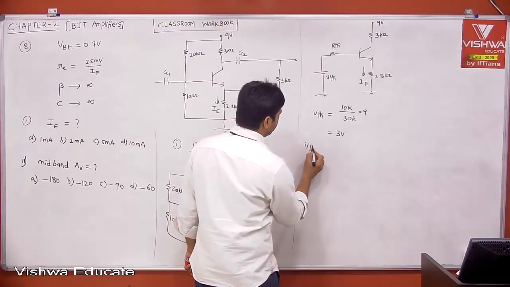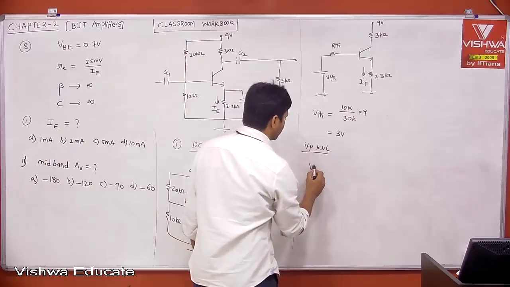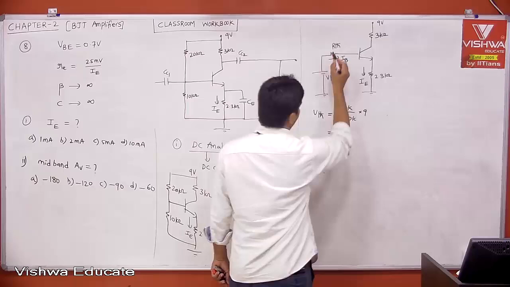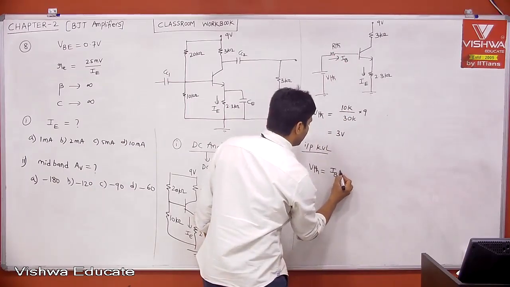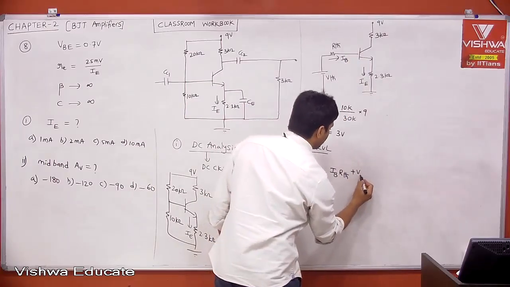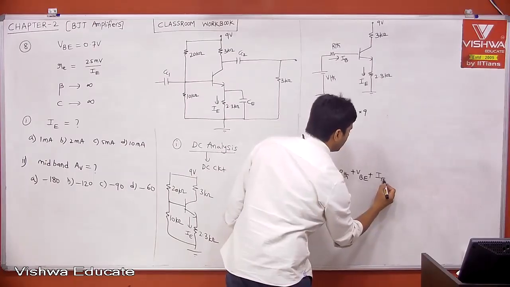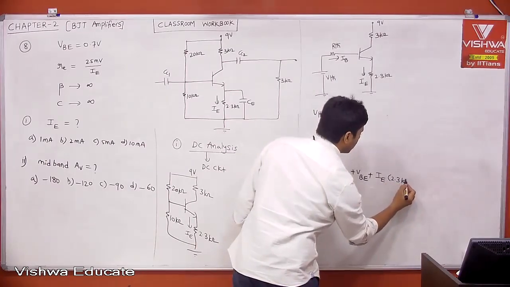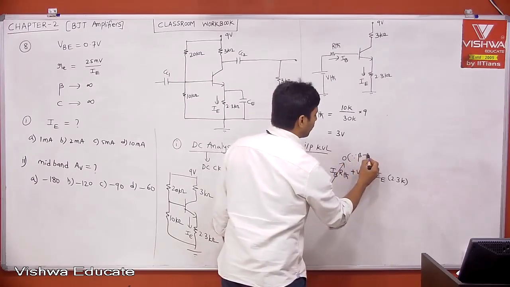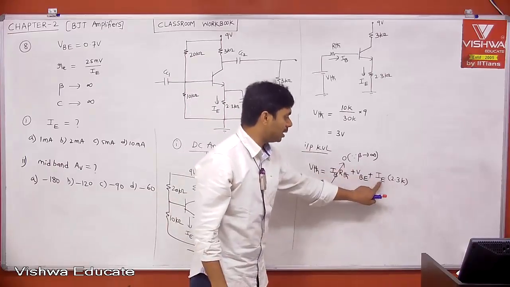Therefore, input KVL. When you apply input KVL, what do you get? VThevenin is equal to IB into RThevenin, plus VBE, plus the drop across 2.3K, IE into 2.3K. We can neglect it later, but I am writing it here. The IB into RThevenin drop can be neglected, it is 0, because beta is very large. Because beta is very large, you can neglect IB with respect to IE.